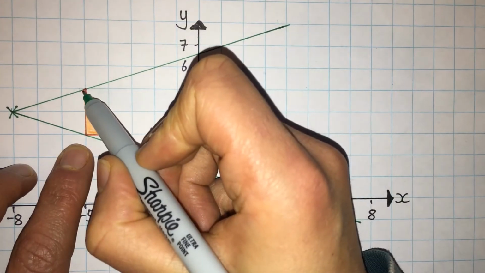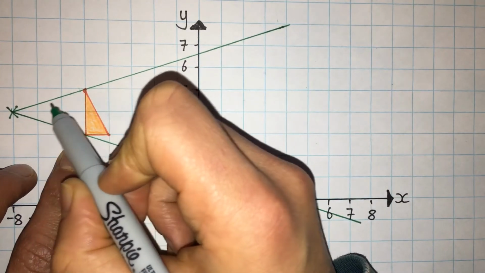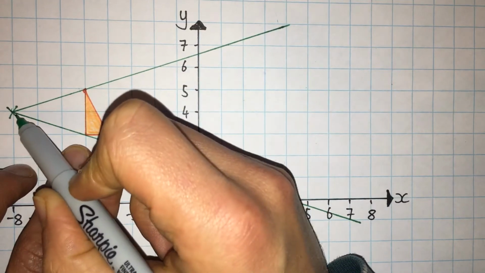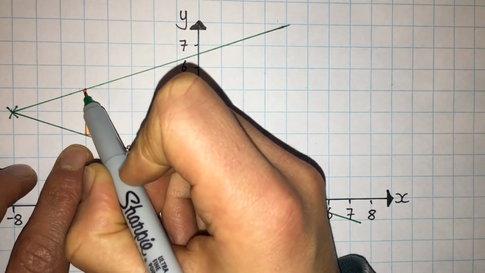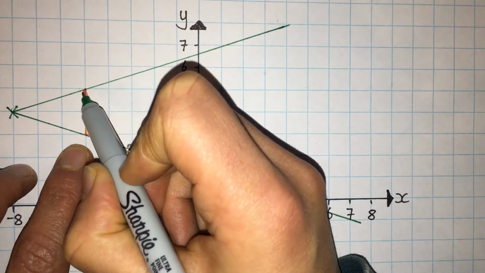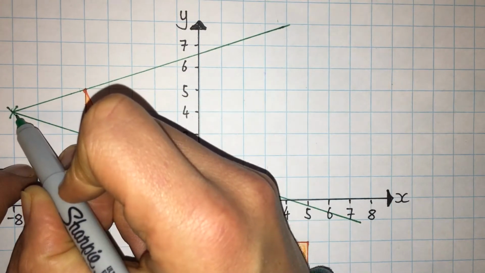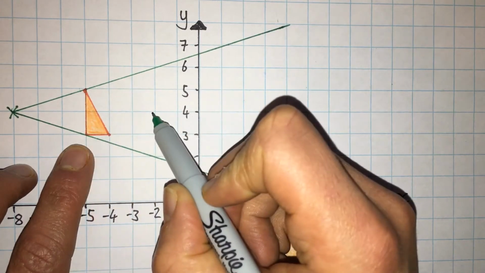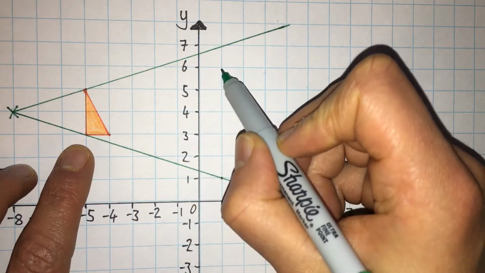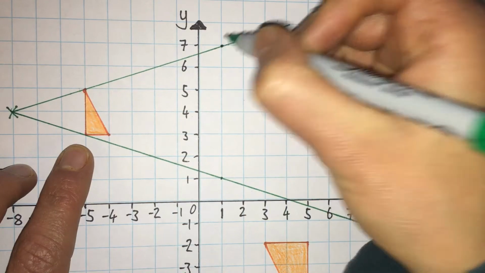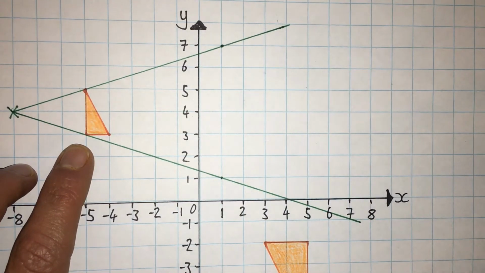Let's try this point here. So from the centre of enlargement to the point on the object, I've gone 3 across and 1 up. And with a scale factor of 3, instead of 3 across and 1 up, I'm going to go 9 across and 3 up. So that's 3, 6, 9 across, 1, 2, 3 up. And again, that point is on the guideline, so I know it's correct.